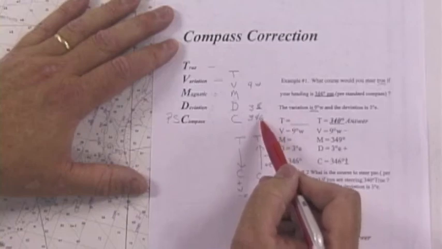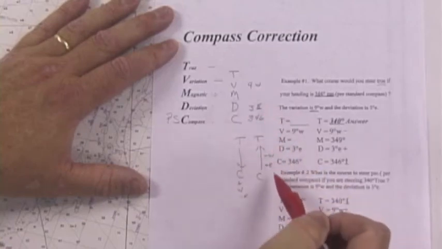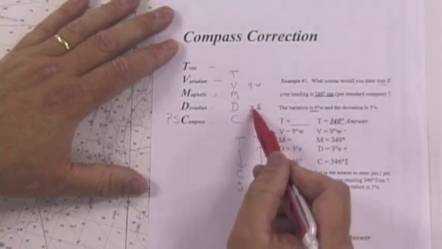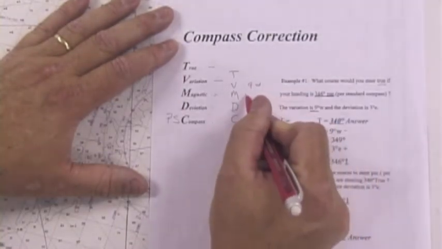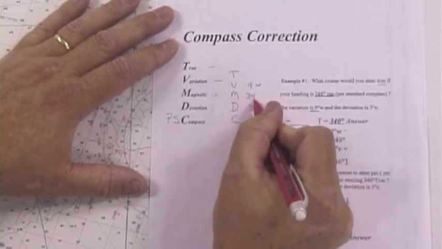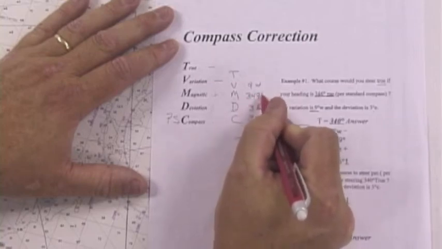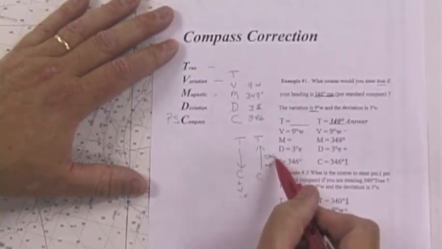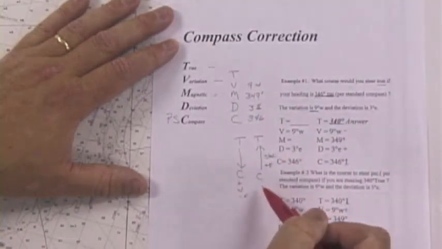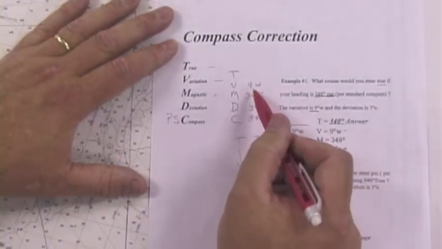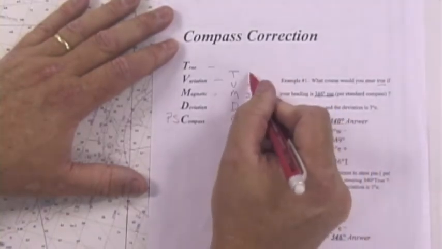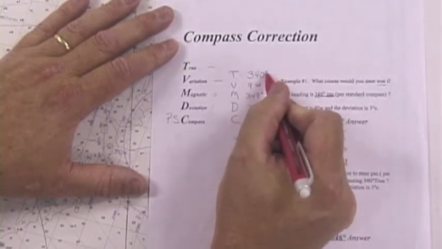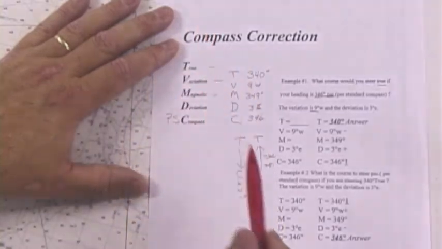Well, what are we doing here? If I went from here to here, I'm going up. So it says I have to add east. So 346 plus 3 is 349 degrees. Well, I still got to get true, so I'm going up. So I have to subtract west. So I take 349 and I subtract 9 from it. The answer would be 340 degrees. And I can take that bearing to my chart now and it would be correct.